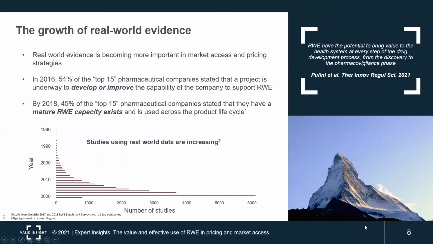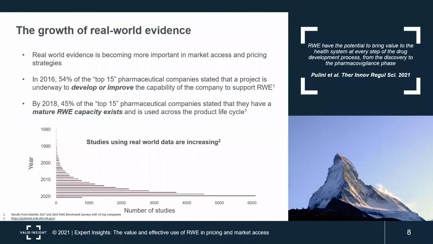We do see a very big growth of real-world evidence as a concept in the pharmaceutical industry. We had research done by Deloitte. They found in 2016, they were asking companies, are you doing real-world evidence? And half of them said we are busy developing or improving our capability to support real-world evidence. And 2 years later, in 2018, they didn't use the same questions anymore. They asked other things like, do you already have a major real-world evidence capacity? Because in that time frame, most companies moved from doing a little bit of real-world evidence to making a serious attempt at integrating real-world data and real-world evidence in what they were doing.